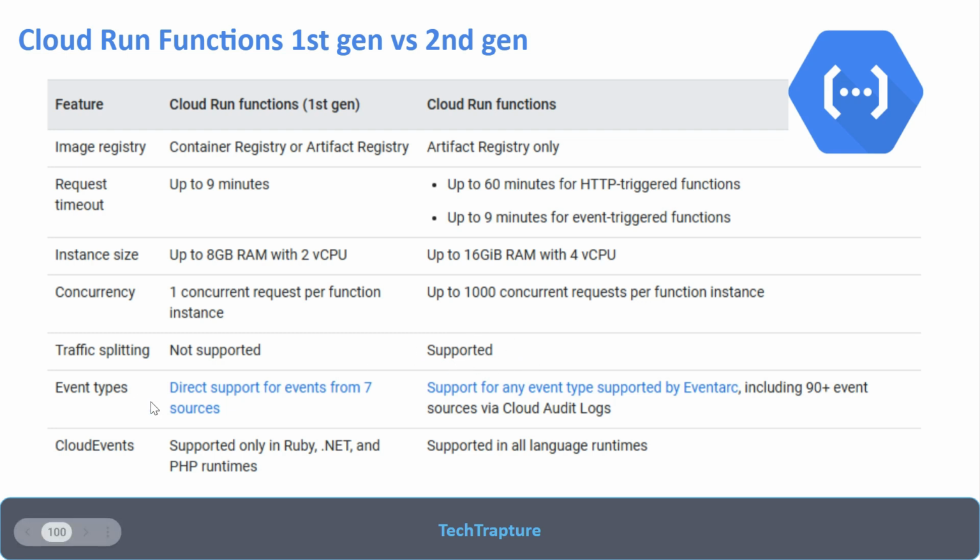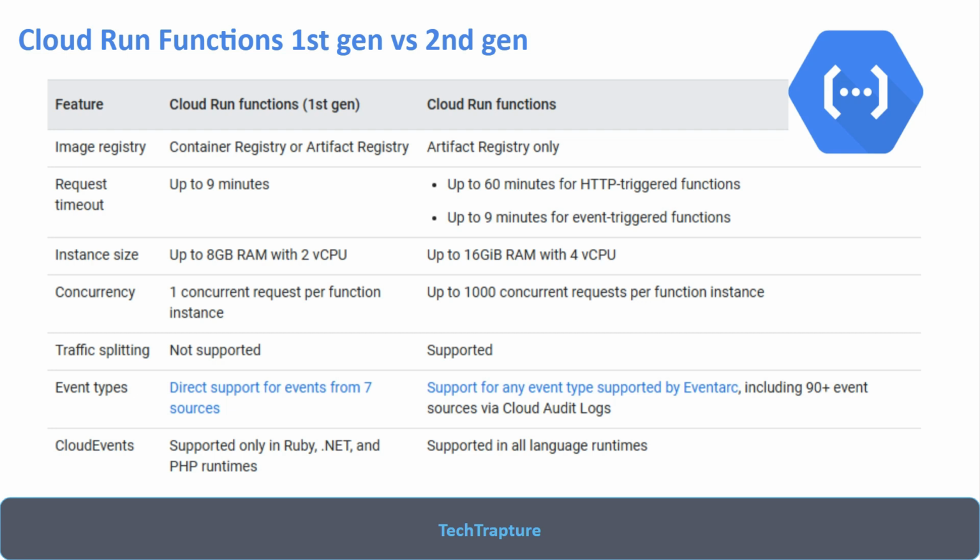Okay, so for event types, as I said, first generation has direct support for events from 7 sources, of which 4 were in the GA phase and the remaining were in preview. In second generation there is support for any event type supported by Eventarc, including 90 plus event sources via Cloud Audit Logs, so this has higher capabilities. And CloudEvents was supported only in Ruby, .NET, and PHP runtimes in first generation, while in second generation it is supported in all language runtimes. Now these are the basic differences between Cloud Run function first generation and Cloud Run function second generation.